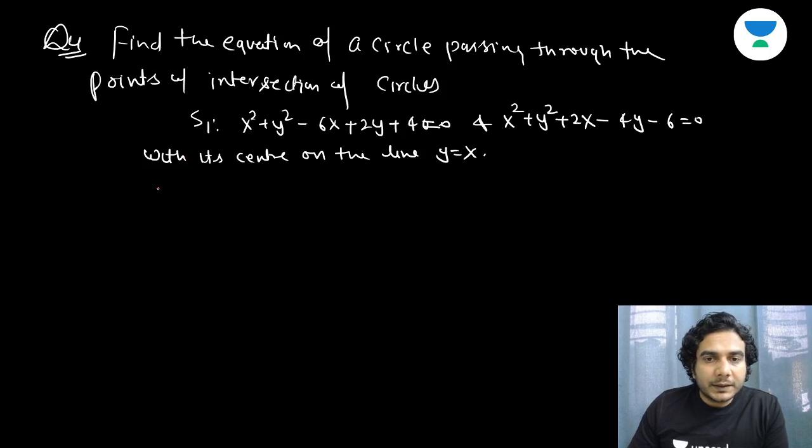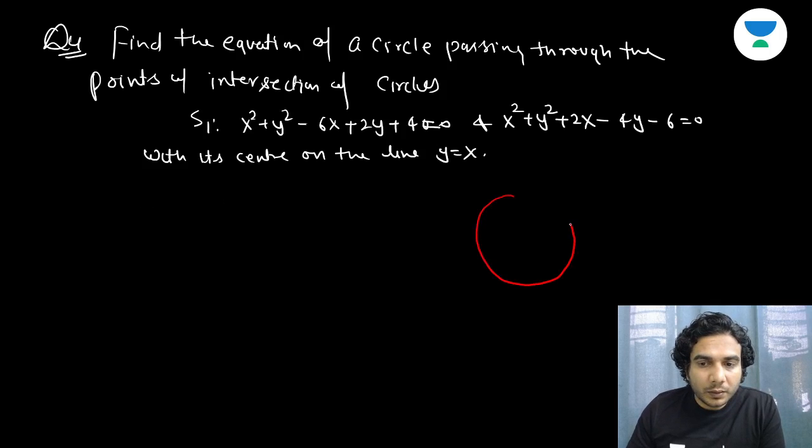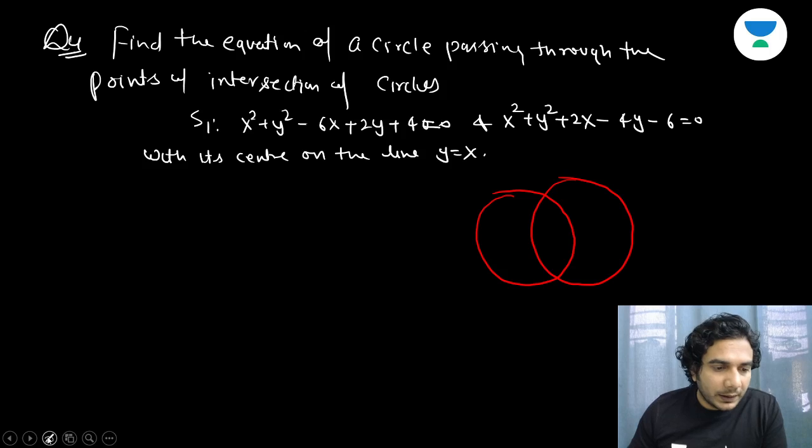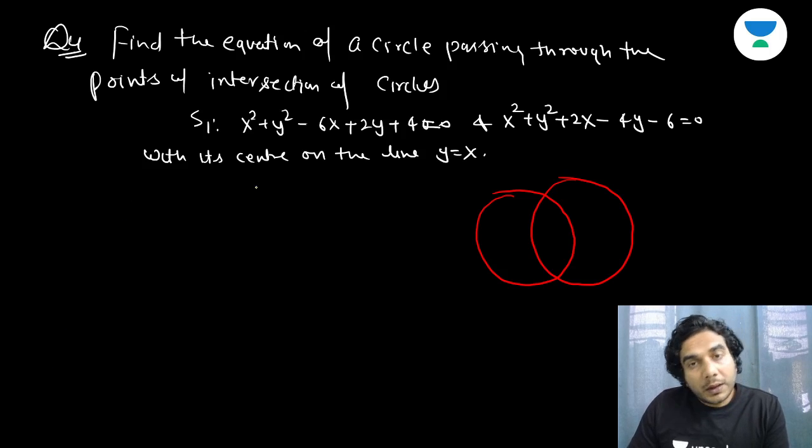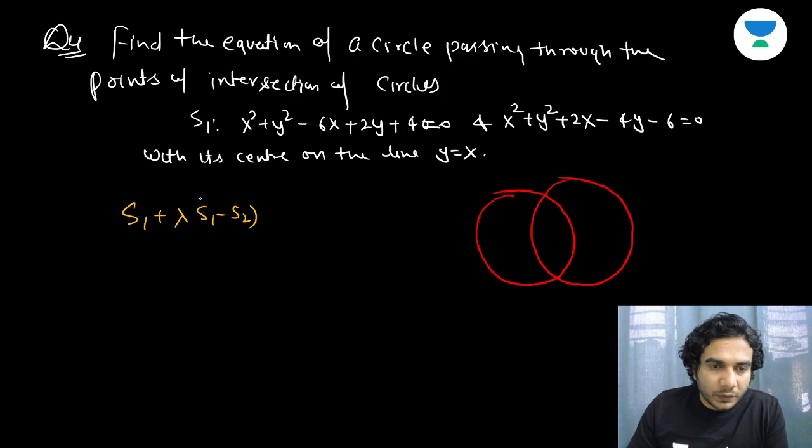All right, so in this case, we'll write S1 plus lambda S2 or S1 plus lambda times S1 minus S2. Which one should we use? I've told you that is the main point of giving you this question. In this case, we are going to use the equation which I told you after point 2, which is S1 plus lambda times of S1 minus S2 is equal to 0.